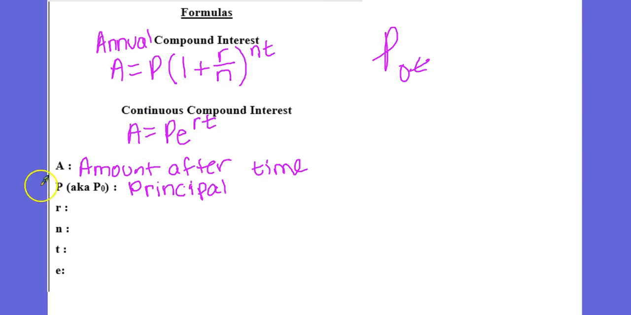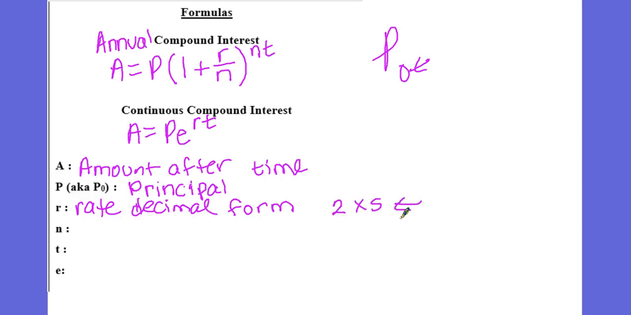All right. R is your rate, but it's in decimal form. Your rate in decimal form. And that means, remember, when you change a percent to a decimal, you have to bounce the decimal 2 times to the left. So if I say 1%, don't tell me that's 0.1. 1% is 0.01. Be careful.